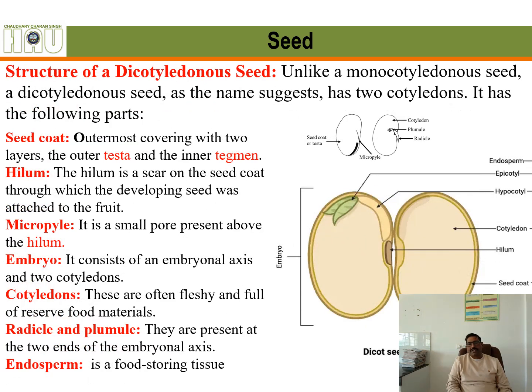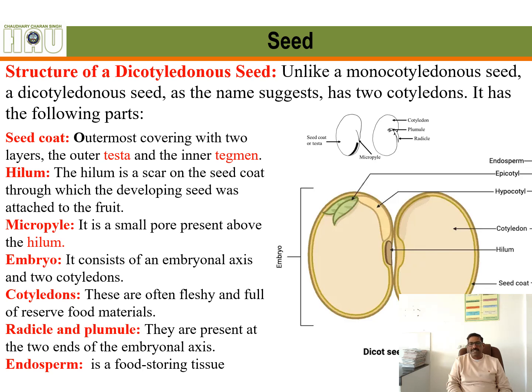Now the dicot, it means the seed which contains two cotyledons. Then the different parts are as follows: seed coat, the outer covering. The outer one is known as testa and the inner, delicate one is known as the tegmen.